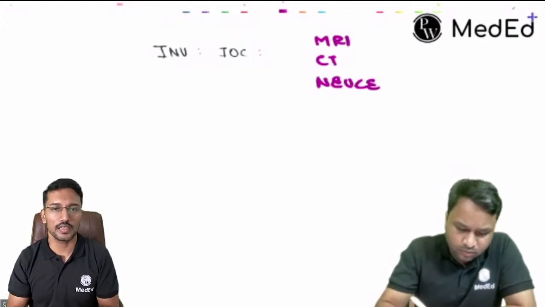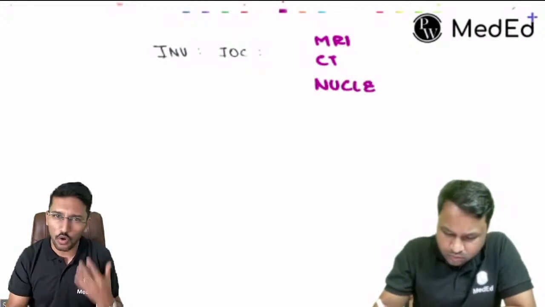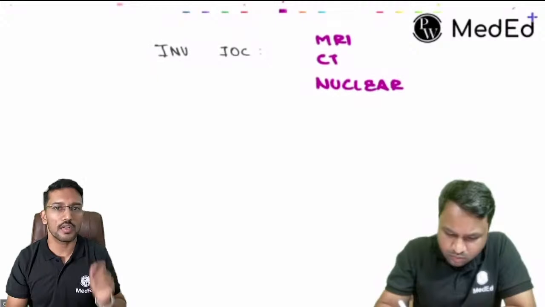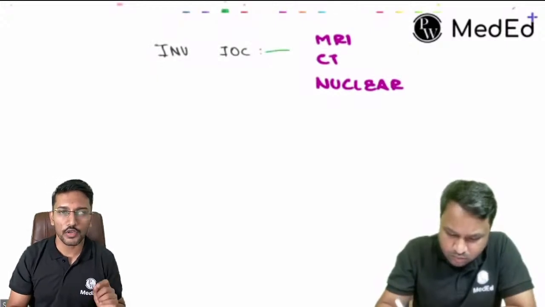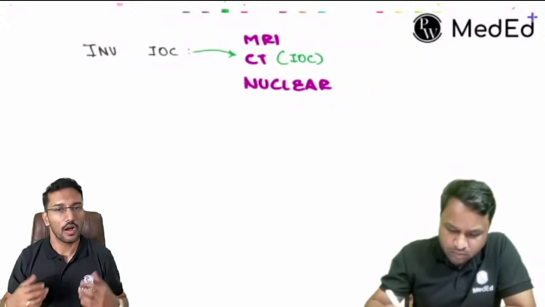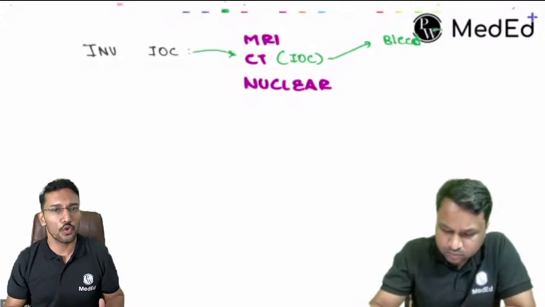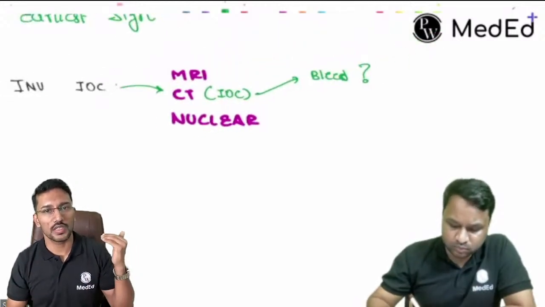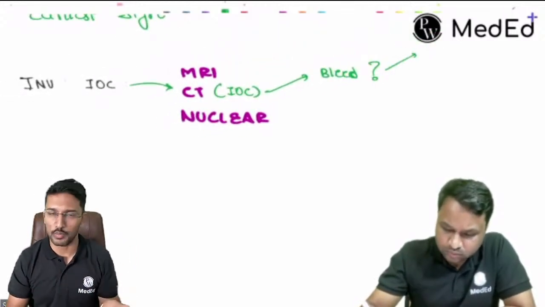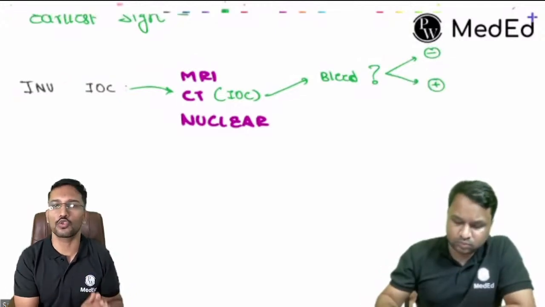The simplest reason for that is CT is much more sensitive for identification of bleed. I'm not trying to look for the infarct here. What I'm trying to look for is whether there is bleed present or not. How will it help my differential diagnosis? Well, if there is no bleed in the brain in a patient who presented with focal neurological deficits or hemiplegia, for all practical purposes, it will be because of ischemic stroke.